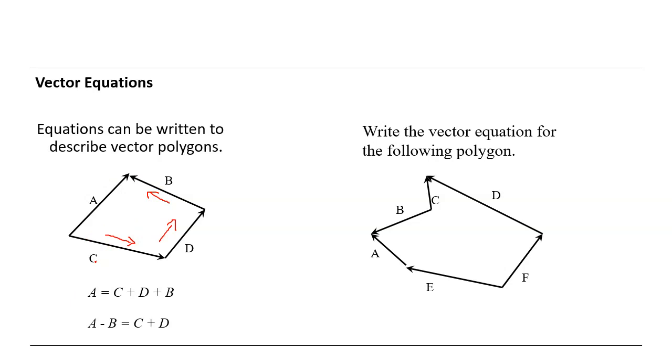Summation of C, D, B is equal to A. C plus D plus B is equal to A. Or we can write A minus B, like this here. This is A minus B is equal to C plus D. This is the vector A minus B, and this is equal to C plus D.